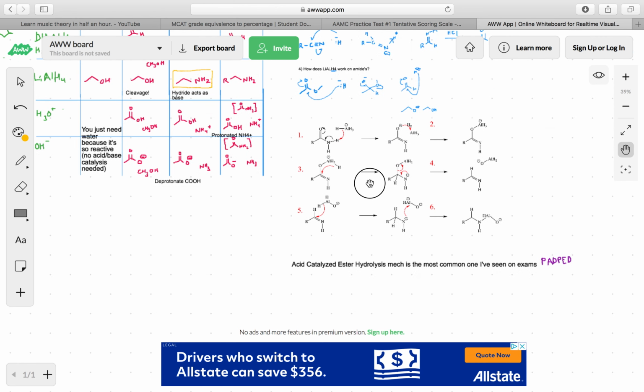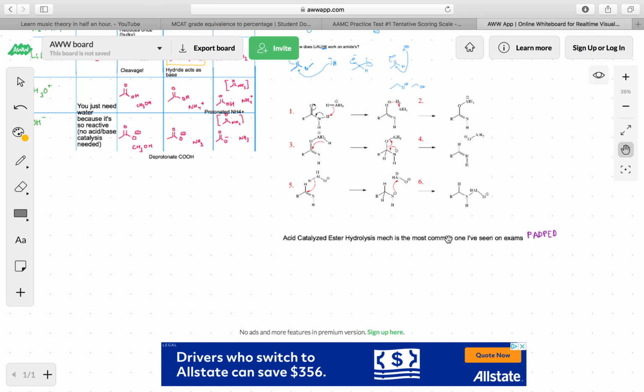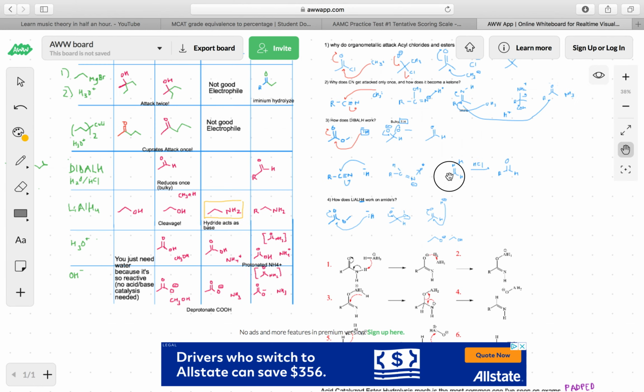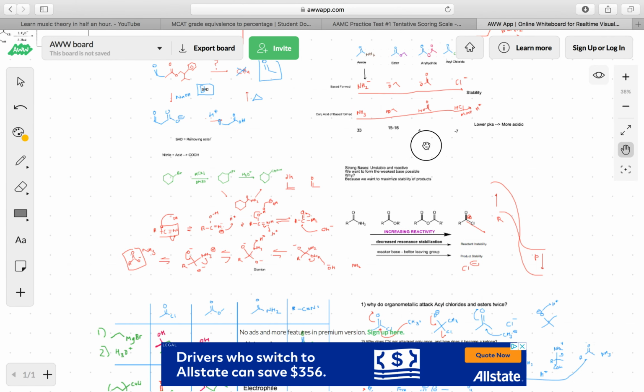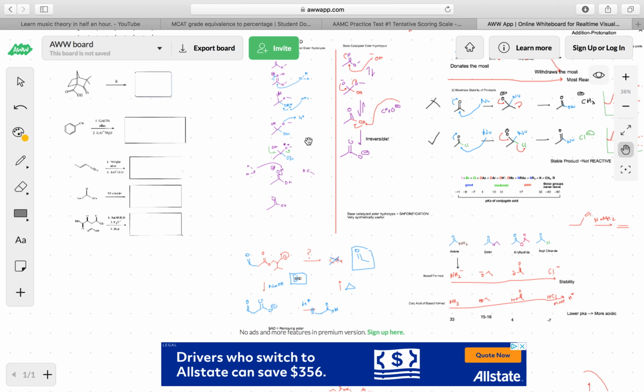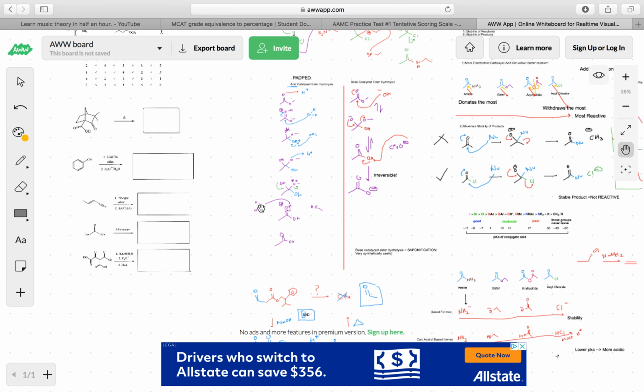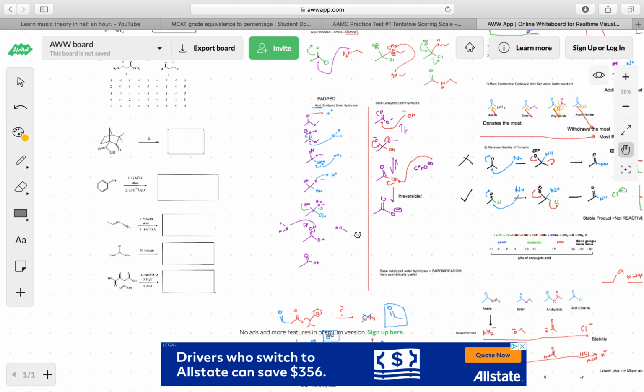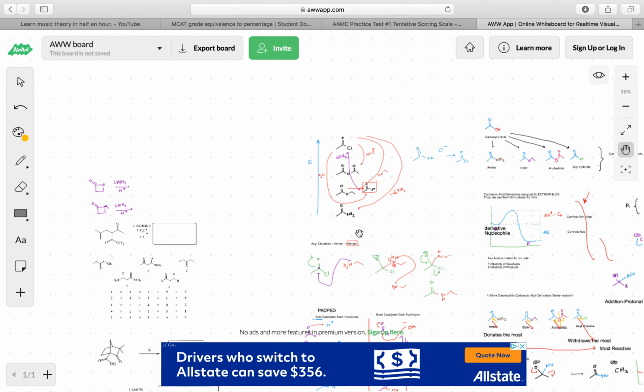And one last thing to note is your acid catalyzed ester hydrolysis mechanism. It showed up on like every other exam previously, so you guys should know it well. I went over it with you on the top, and the acronym is PAD-PED. So just make sure you guys know this mechanism very well. We went over it, so yeah, it's not too bad.